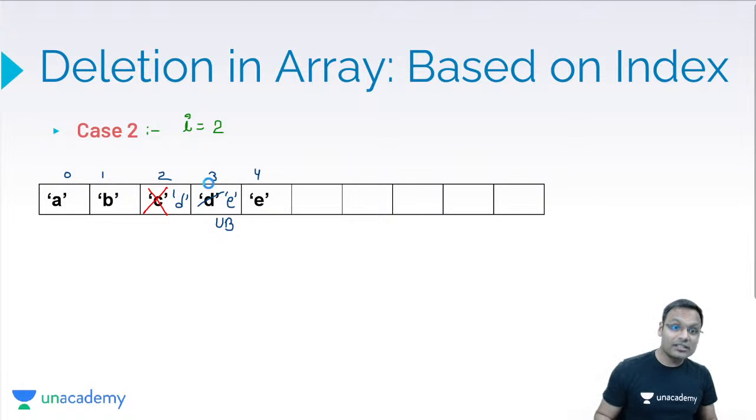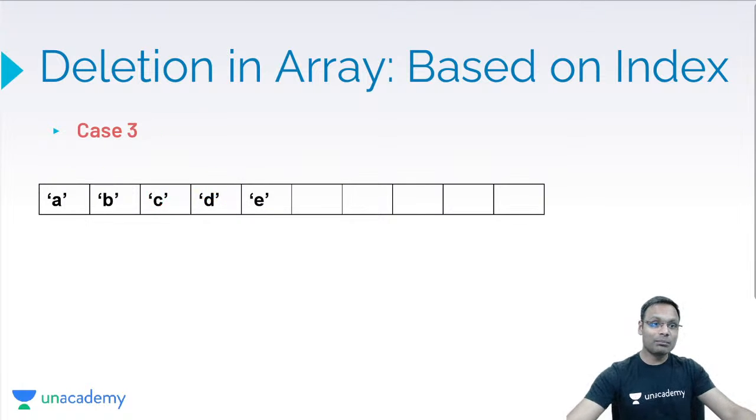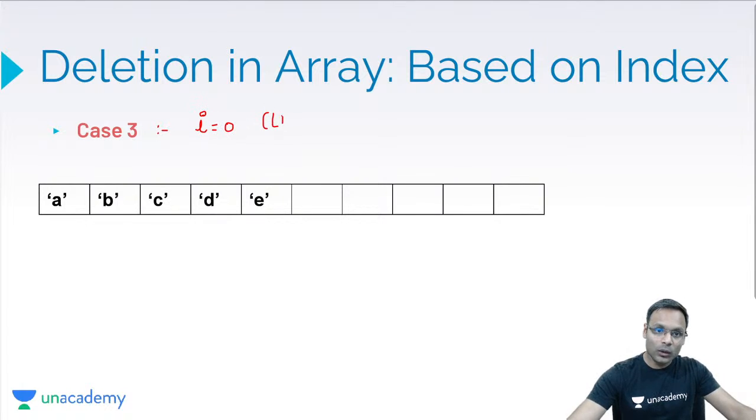Right? And suppose if I am having case number 3, in that case, if I have given I is equal to 0, which is nothing but lower bound.